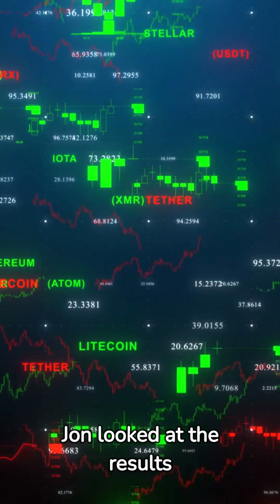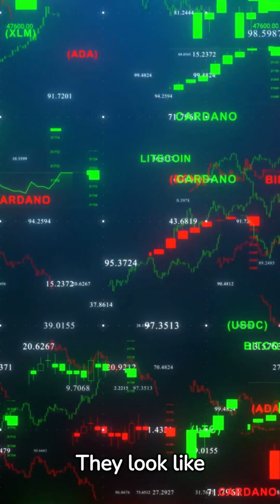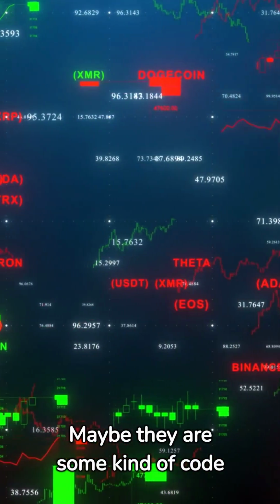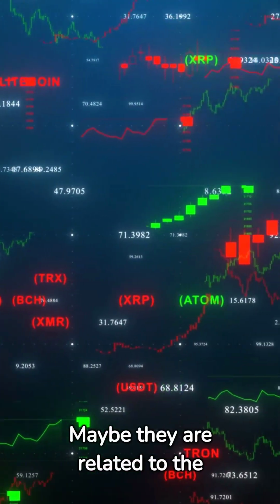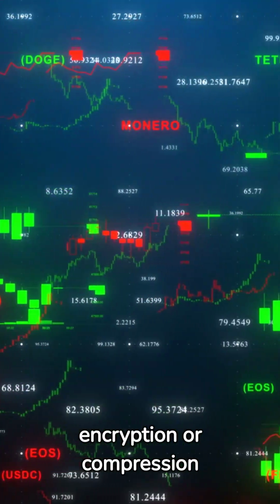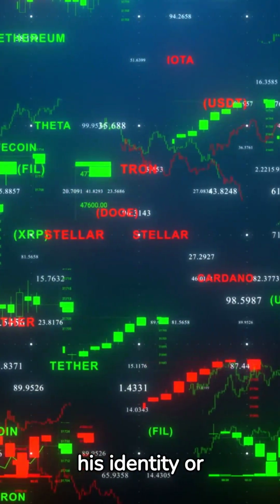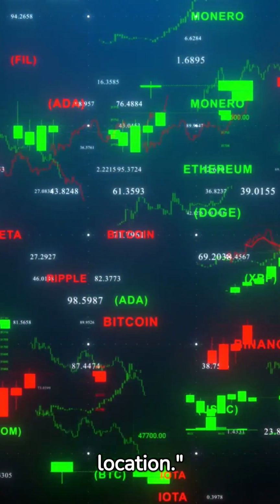John looked at the results and said, "I don't know. They look like random numbers. Maybe they are some kind of code or cipher. Maybe they are related to the encryption or compression algorithm that he used. Maybe they are a clue to his identity or location."